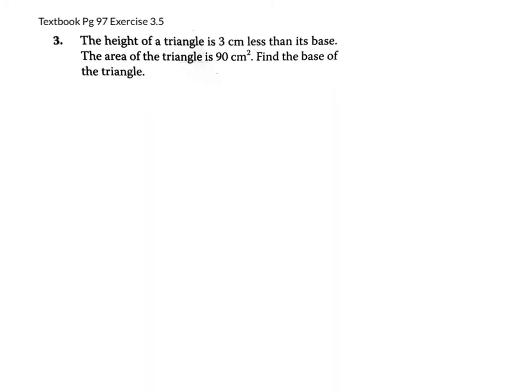The height of a triangle is 3 cm less than its base. The area of the triangle is 90 cm square. Find the base of the triangle. Now let's draw a triangle. So I know that the triangle has a base, and I shall let the base of the triangle be x. So let x be the base of the triangle. I'm going to have this base over here to be x.